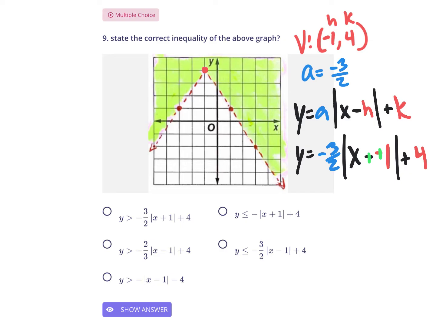However, I put an equal sign when it should have been an inequality, so let's fix that. We did say that the inequality is being shaded above the graph, so that's a greater than symbol. And we did say that this is not a solid graph, so this does not need a solid line underneath it. So this right here is my answer. Y is greater than -3/2 absolute value of x plus 1, plus 4. And voila, that's your correct answer.